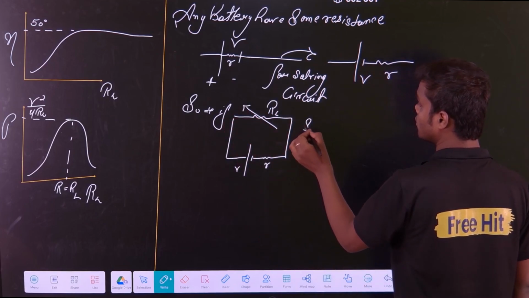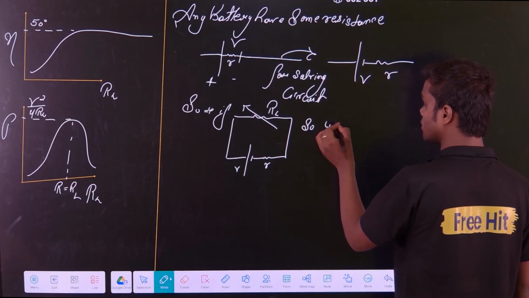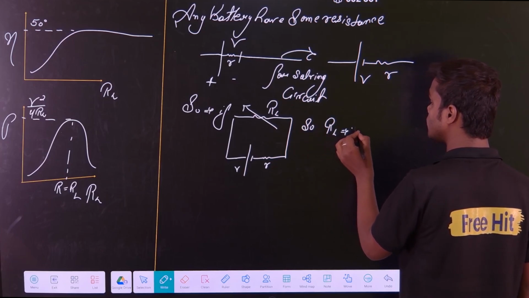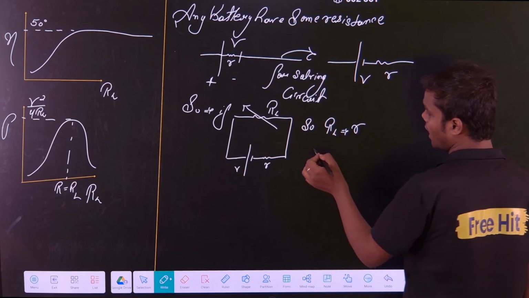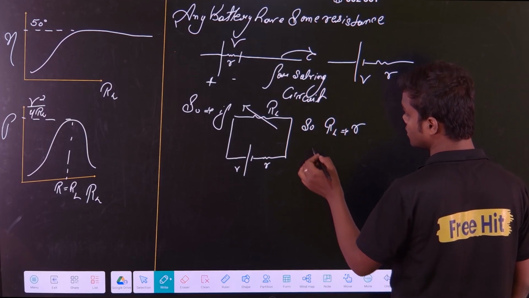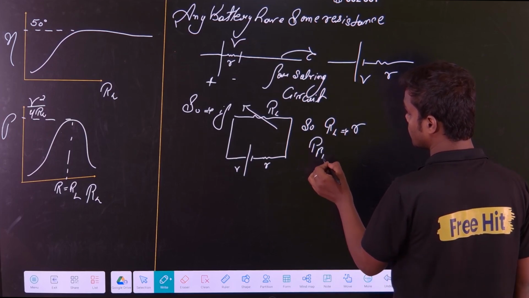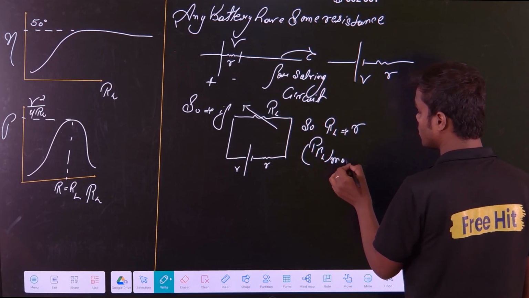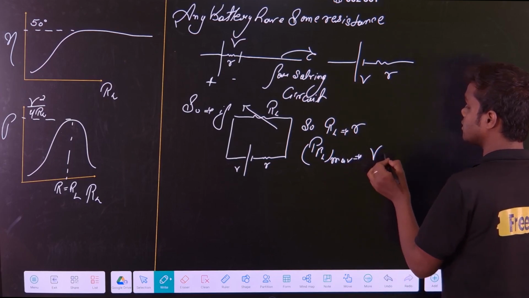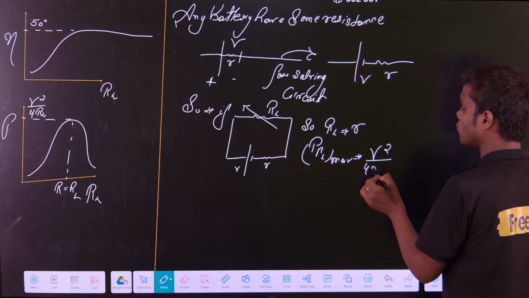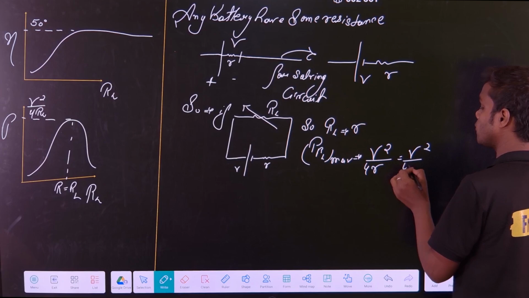If I ask you what is the condition, then the condition is RL should be equal to small r. And what will the maximum power transfer be? If I ask you P at RL maximum, then what will you tell? You will tell, sir, it is V square upon 4R, or you can say V square upon 4RL.